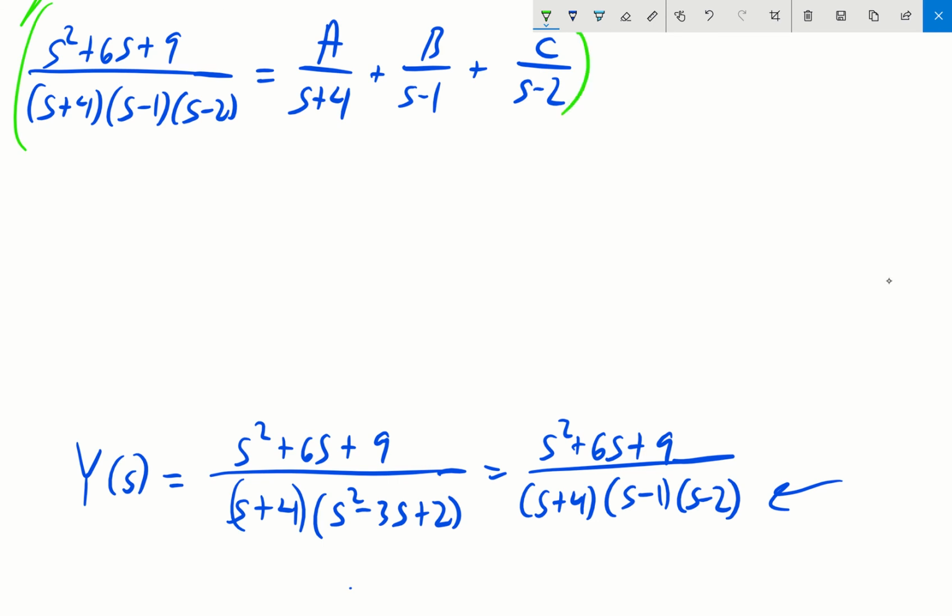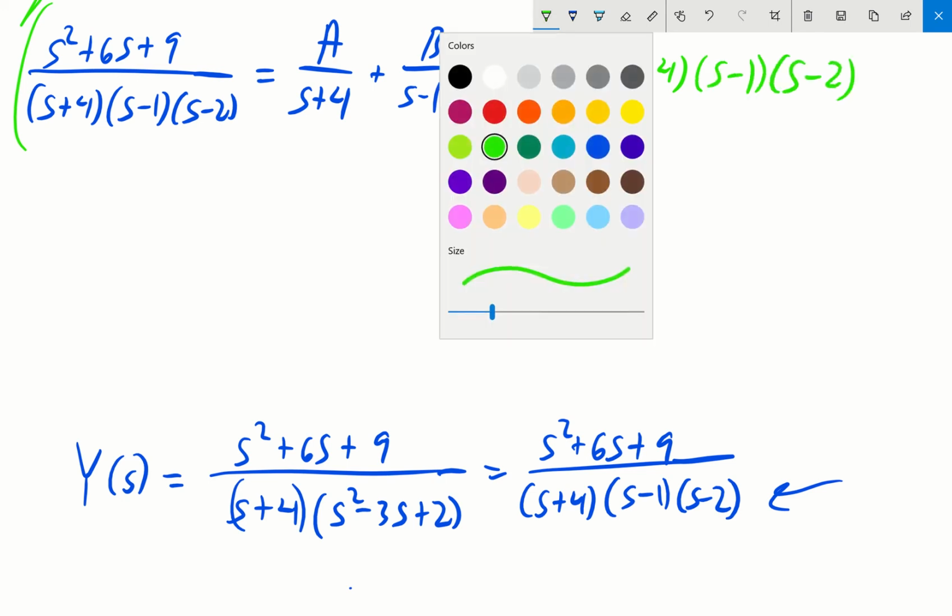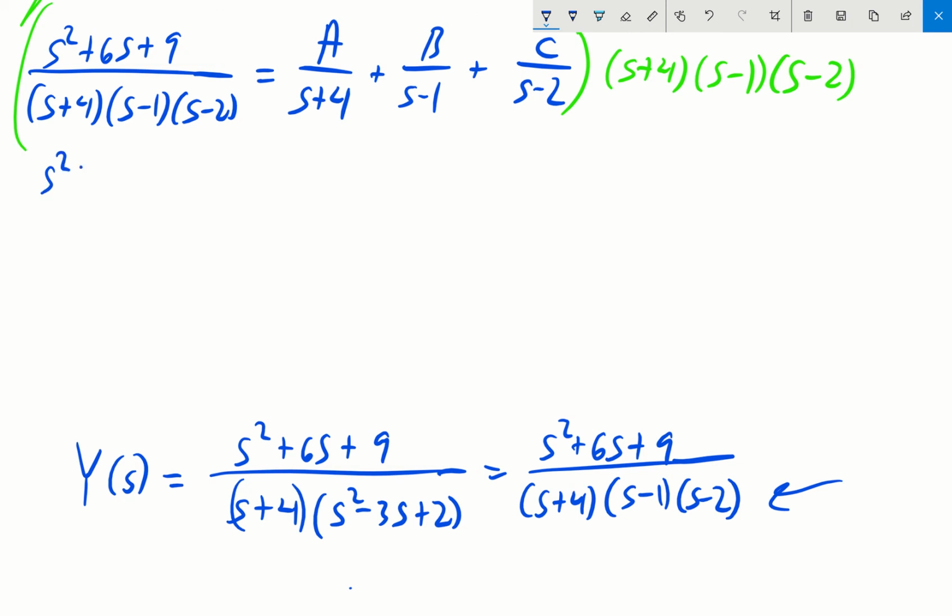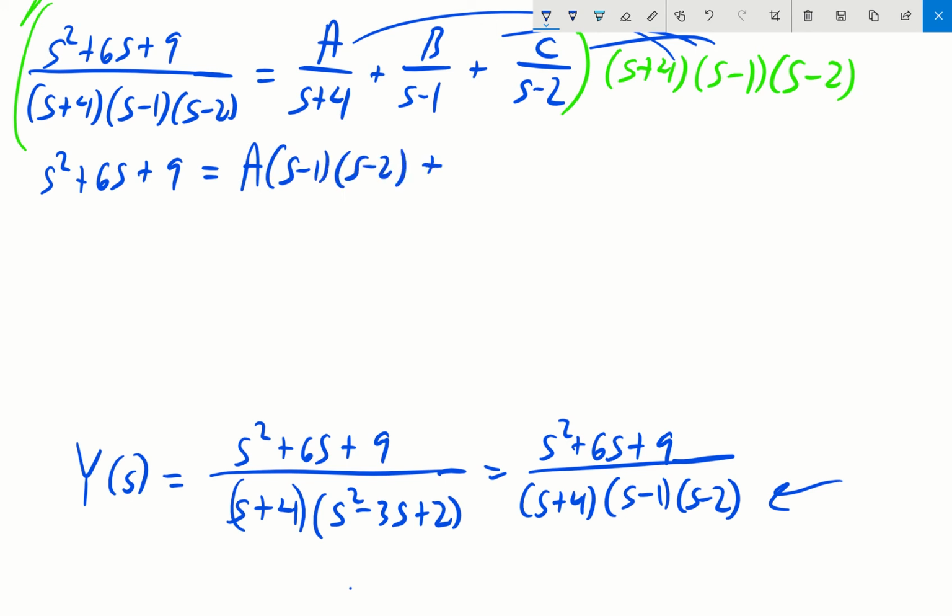We're going to get an equation that's going to make it easy to solve for A, B, and C. Let's clear fractions by multiplying both sides of the equation by that common denominator, (s plus 4)(s minus 1)(s minus 2). On the left-hand side, we get s squared plus 6s plus 9 equals, when we distribute: for the first term, the s plus 4's cancel, and we get (s minus 1)(s minus 2); in the second, the s minus 1's cancel, and we get (s plus 4)(s minus 2); and in the last, the s minus 2's cancel, and we get (s plus 4)(s minus 1).